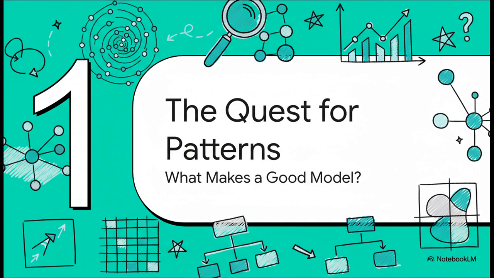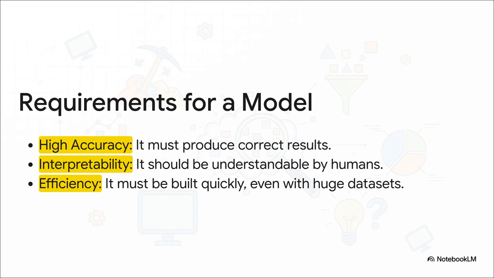Look, before we even start digging, we need to know what we're looking for. I mean, what separates a truly useful model from a completely useless one? So any good data mining model really has to check three big boxes. First, accuracy. It's got to be right. Simple as that. Second, interpretability. We as humans need to understand how it's making its decisions. A black box isn't always helpful. And finally, efficiency. It has to be built fast, even with gigantic data sets. Otherwise, it's just not practical.